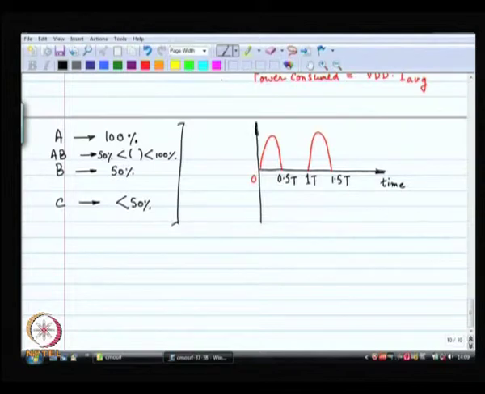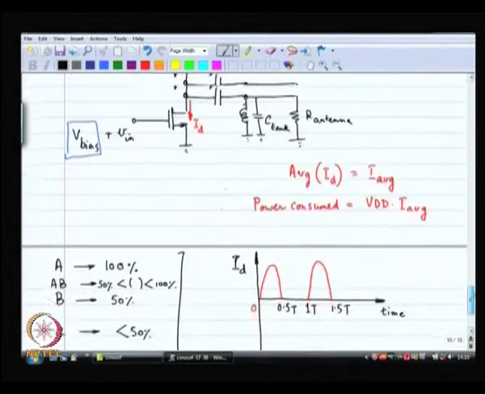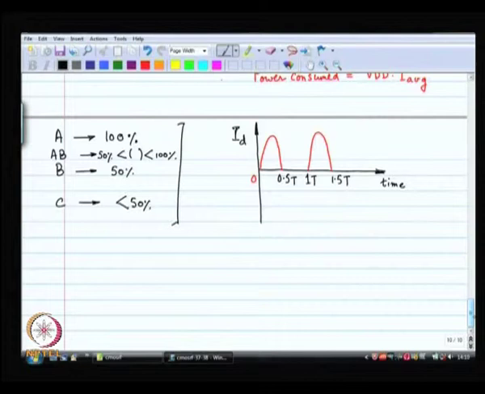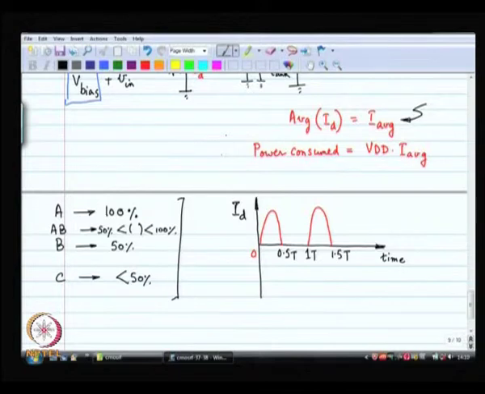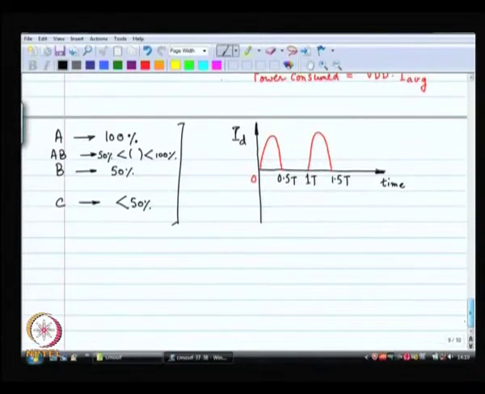So, this is the graph of the drain current. If this is the graph of the drain current, what is the average of the drain current? Because the average of the drain current is I average. All right. So, let us first choose a maximum. Let us say this is called I max.